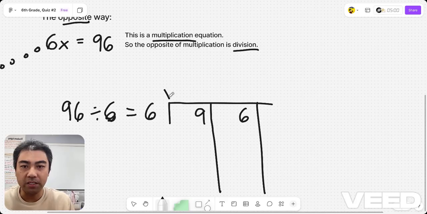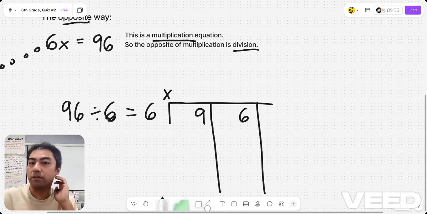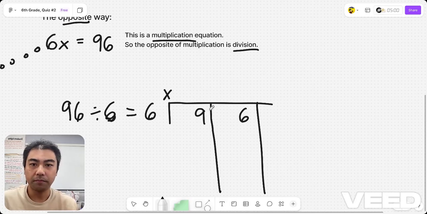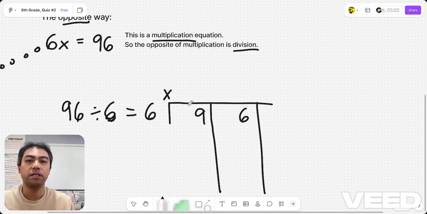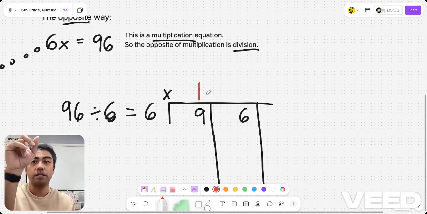I'm going to put a multiplication sign so that I remember that there's a multiplication step here. And now we're going to do grid division. How many 6s do you need to make 9? Or how many 6s can go in 9? In this case, only one. The 1 goes on top.